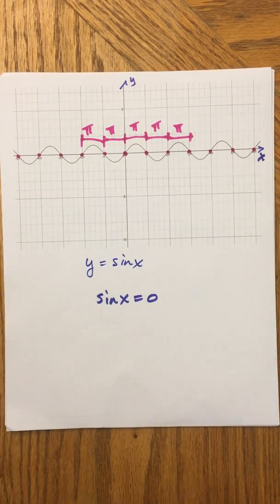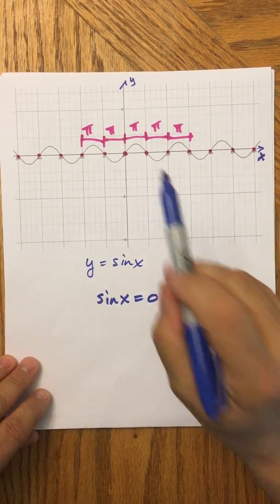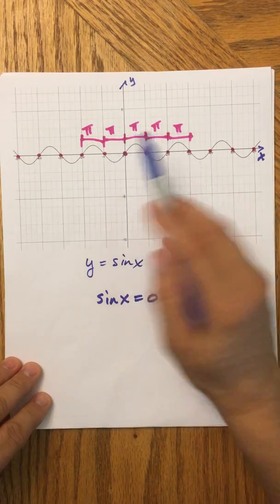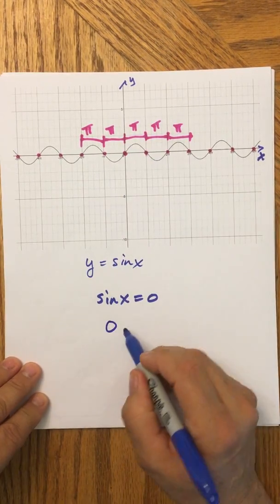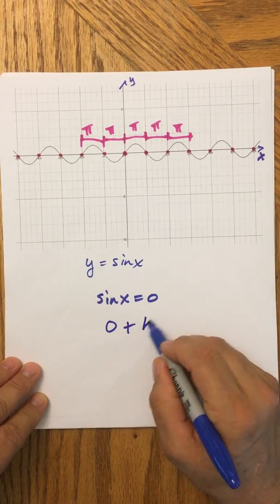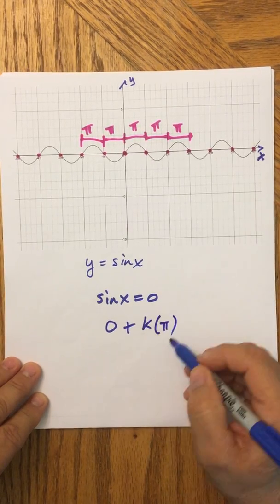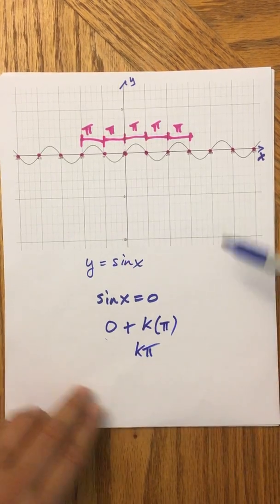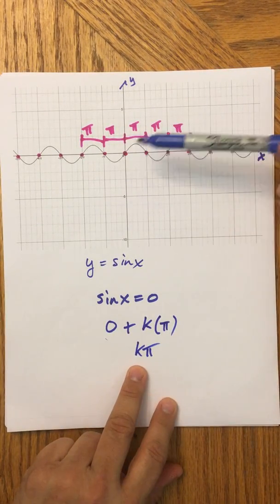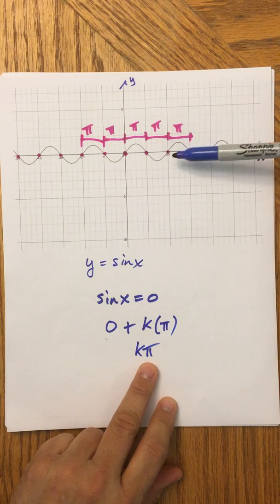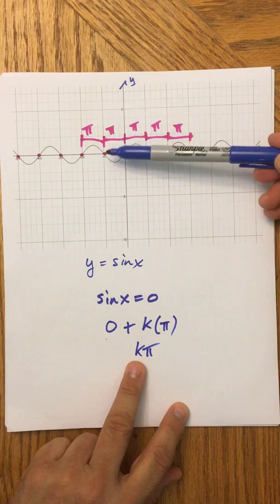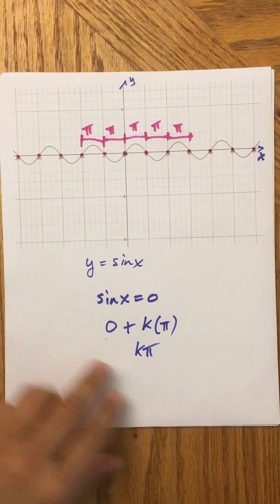So it looks to me like I can start at a solution, and honestly you can start at any solution, but we usually start at the one closest to 0 that's positive. Well, that would be just 0. So here's 0 plus k times the distance, in this case pi. Now we could drop the 0 and just say k pi. If k is 0, you get 0. If k is 1, you get pi. If k is 2, you get 2 pi. If k is 3, you get 3 pi. If k is -1, you get negative pi. If k is -2, you get negative 2 pi. So you get them all.